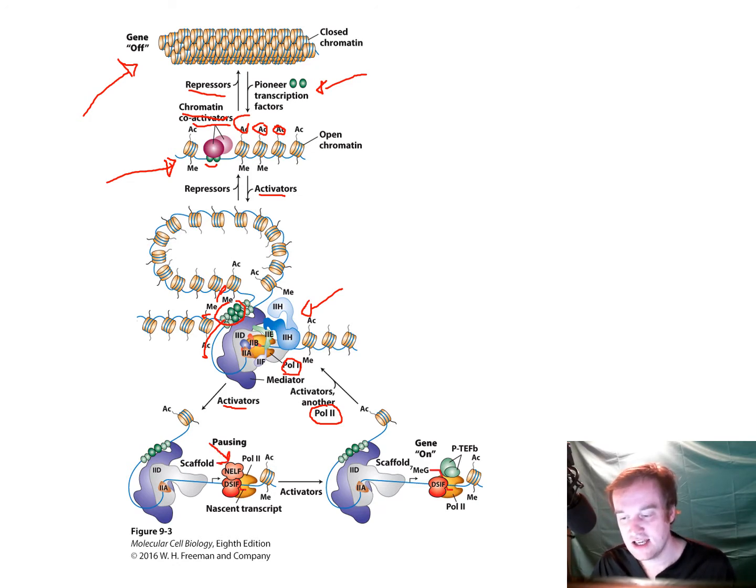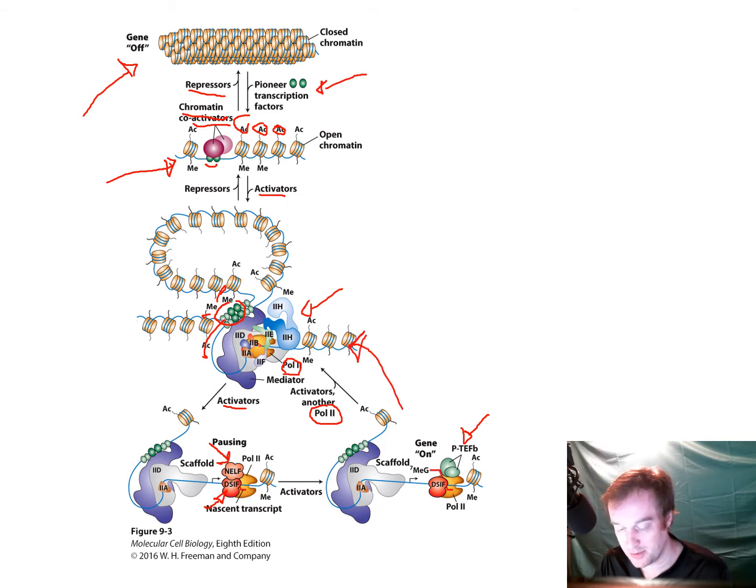And what NELF does, it associates with DSIF, which is DRB sensitivity inducing factor, which is right below it there, and they cause transcription to pause. And so once that occurs, this Pol II NELF DSIF complex associates with P-TEFb, which is a cyclin T CDK9 kinase. But what it does is it releases that NELF, allowing transcription to resume.